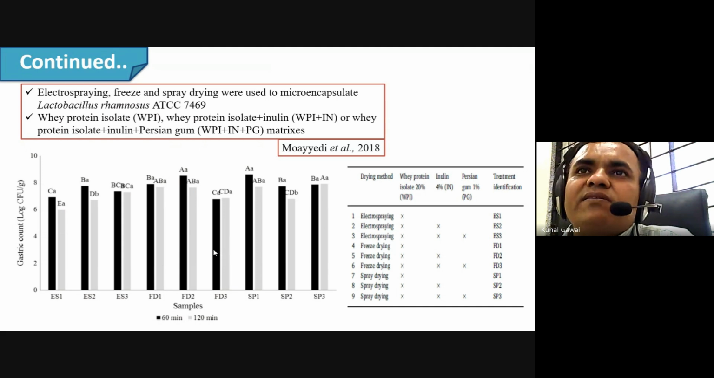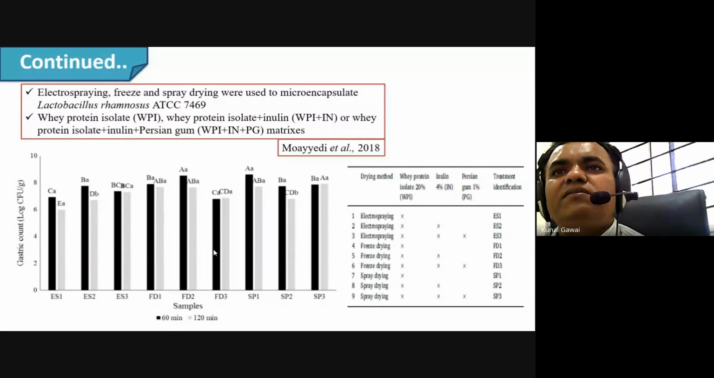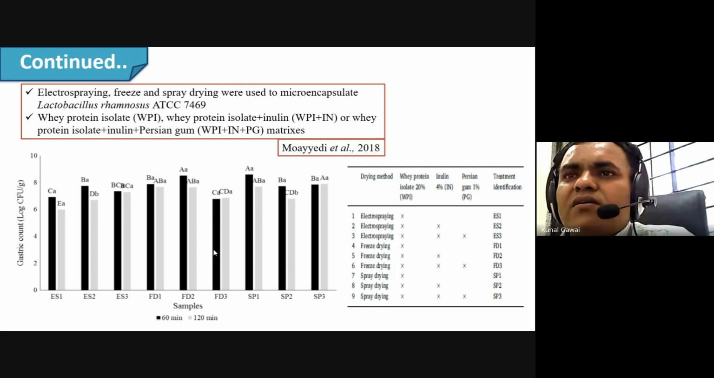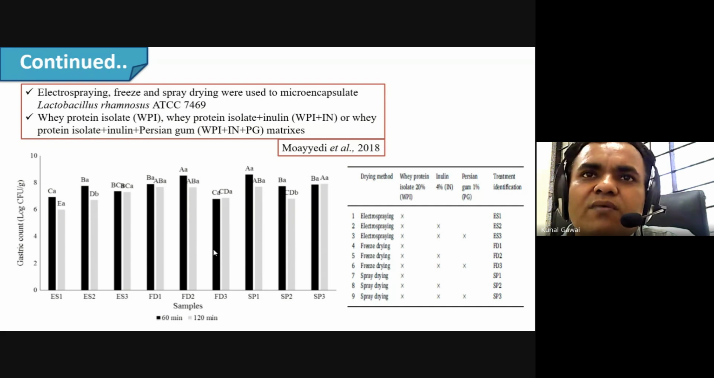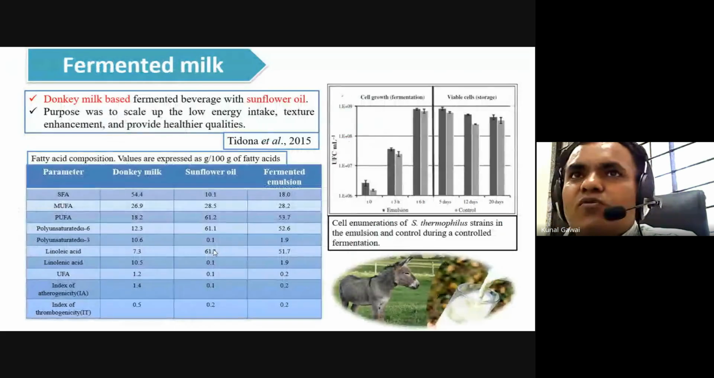Someone tried electrospraying, the preparation of microcapsules by addition of Lactobacillus rhamnosus. They tried electrospraying, freeze drying, and spray drying methods. So there are different methods showing different results: whey protein isolate plus inulin, and whey protein isolate plus inulin plus Persian gum. The scientists already tried these different combinations and observed different logarithmic growth of bacteria, and on that basis we have to choose which treatment is proper.